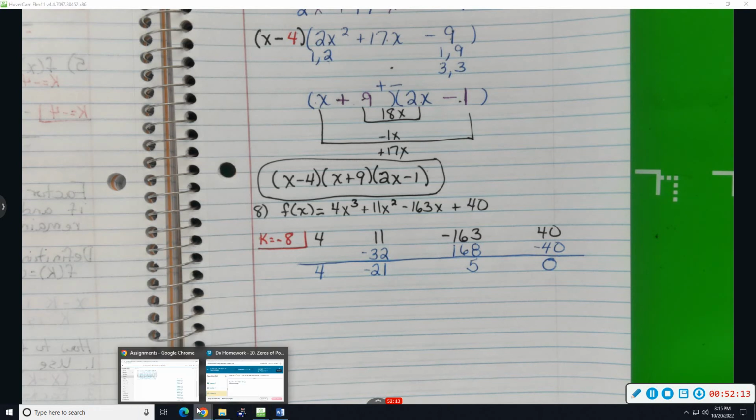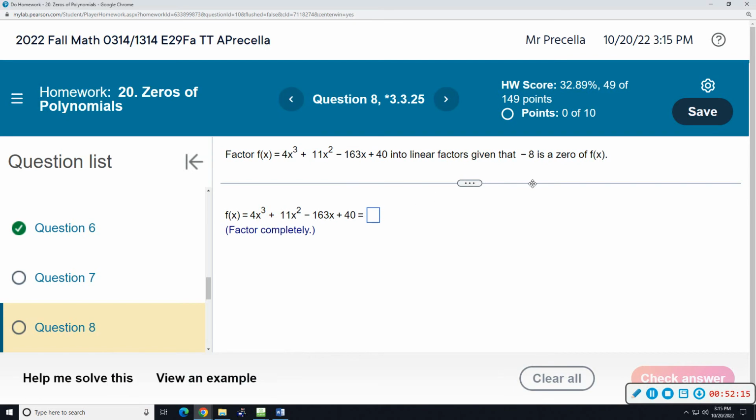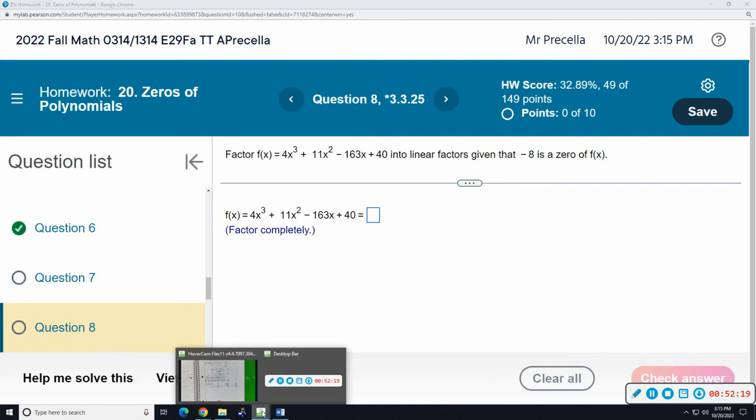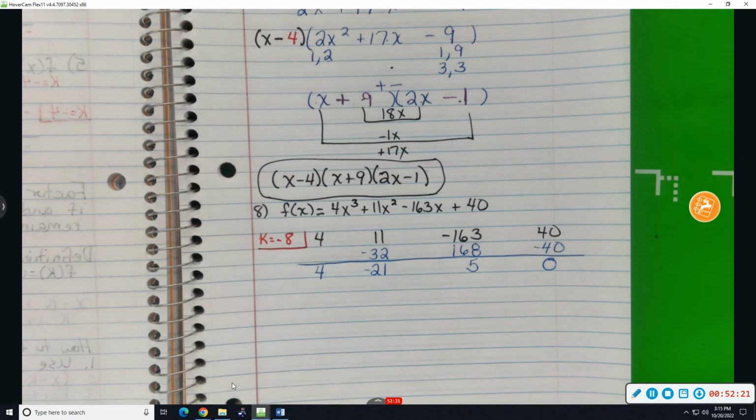So negative 8 is a 0. Is it possible for there to be a remainder? No, it can't be. If there was a remainder, it wouldn't be factorable with that k value. But I'll show you how to find those k values in a moment. It's not hard. It's surprisingly easy.